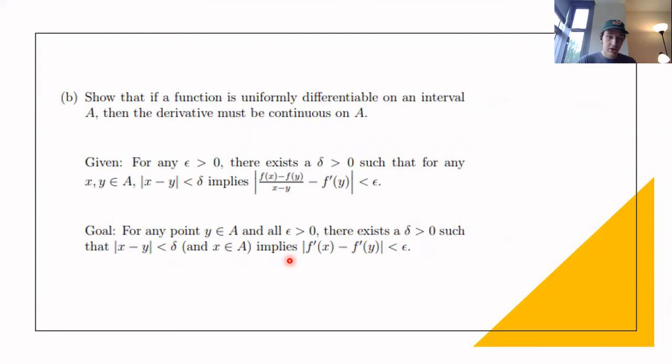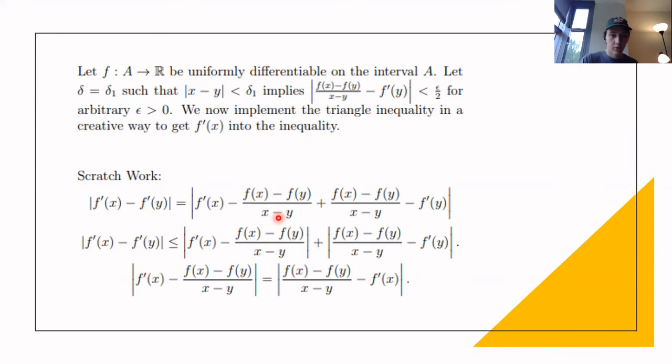Next, we need to show that if a function is uniformly differentiable on an interval A, then the derivative must be continuous in it. So we're given that a function is uniformly differentiable. That's the definition here. We need to find that the derivative is continuous in A. So we need to find that f prime of x minus f prime of y is less than epsilon for a given delta. So now we can start with our given.